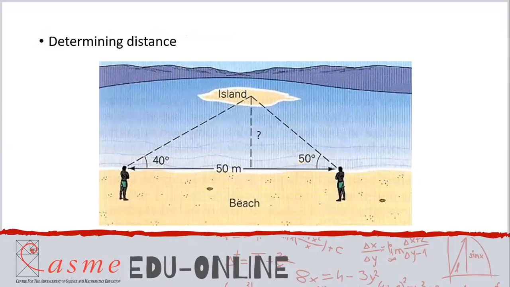Finding distances. Well, I've just chosen this one. For instance, if you are at the beach and you can see an island in the sea there, you don't have to walk there or swim there in order for you to know how far the island is. Using trigonometry, you can calculate the distance of the island from the coastline. We will do this problem in the end.